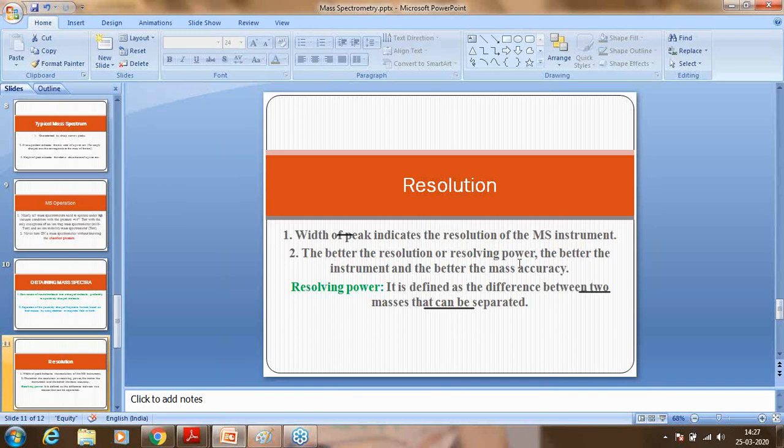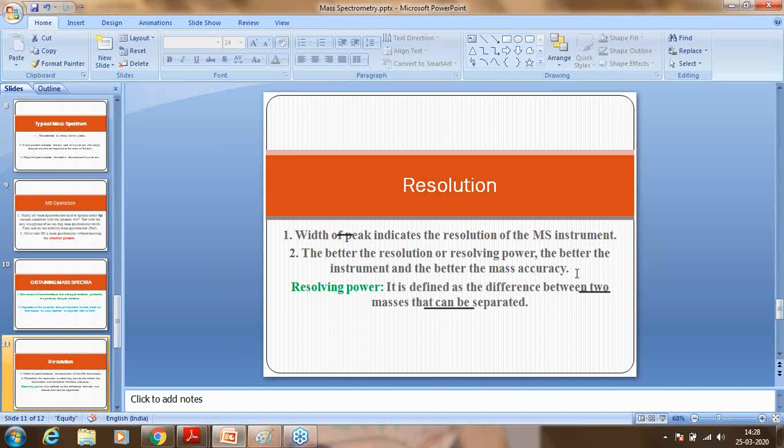The better the resolution or resolving power, the better the instrument and the better the mass accuracy. The accuracy of our instrument depends upon the resolving power. If the instrument does not have good resolving power, then being an analyst, we will not be able to get an accurate result for the sample. So the instrument should have good resolving power so that we can analyze the sample in a more accurate and better way.